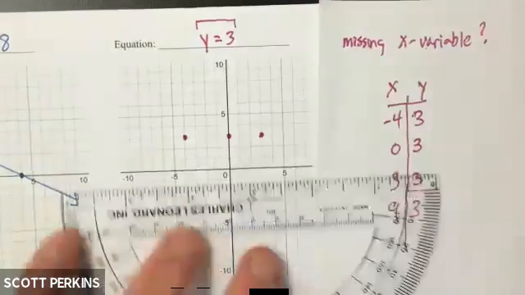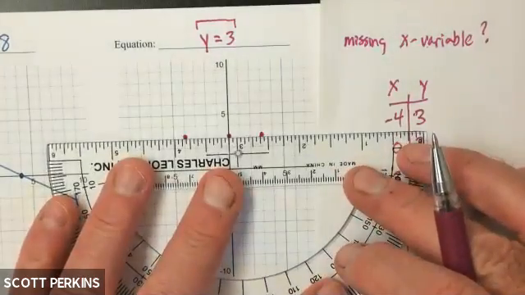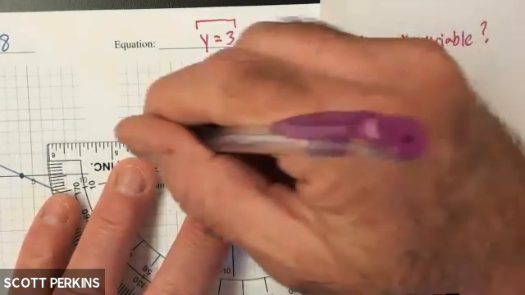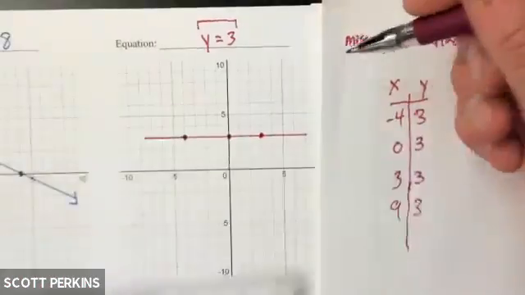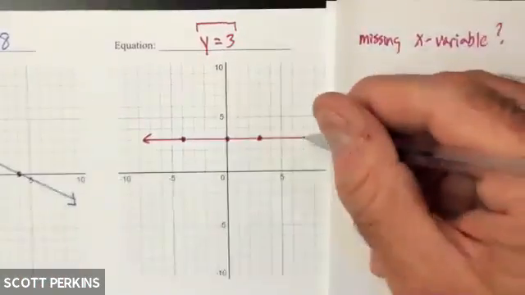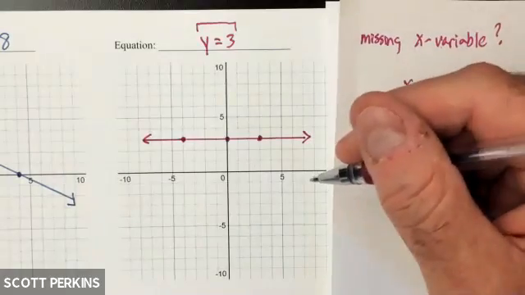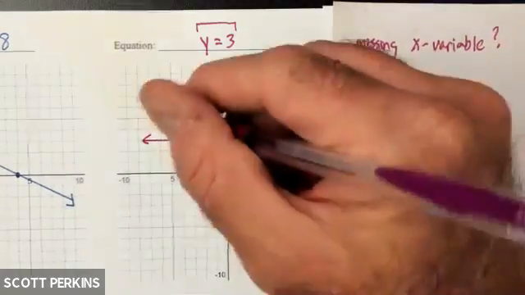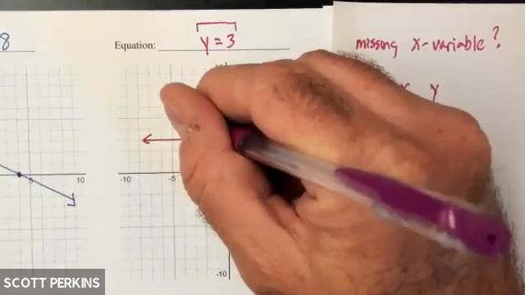Now, as I'm connecting these dots right here, does anyone know what we call a line like this that stays pretty steady as we're going left and right? Okay, that's fair. This is called a horizontal line.